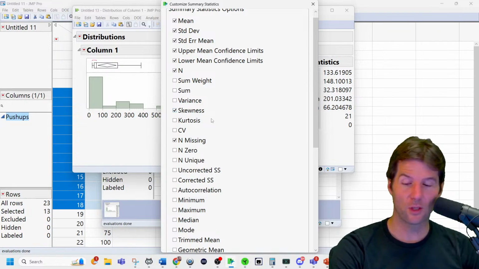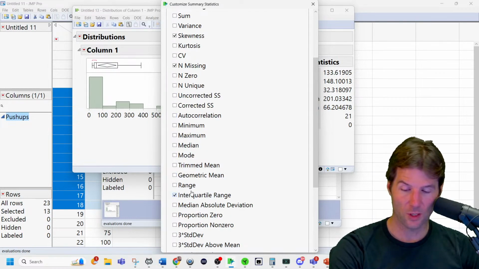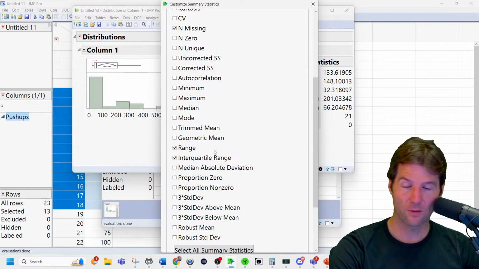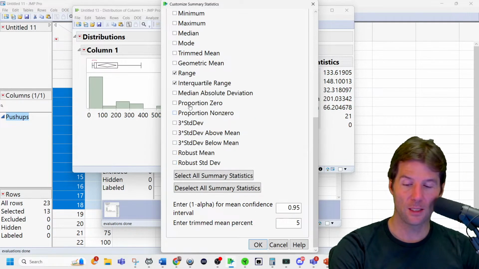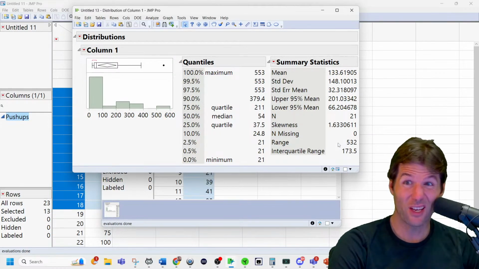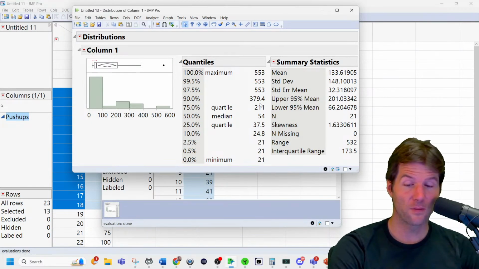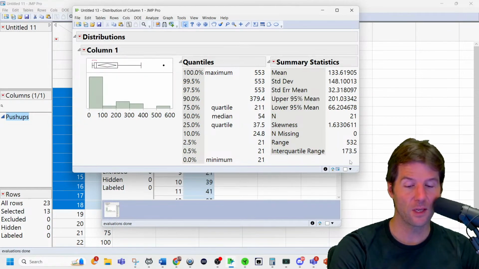We'll see right skewed to the positive side. We're going to add in the IQR, the interquartile range, and the range. We've clicked skewness to see positive right skew, range, and IQR, interquartile range, and we click OK. And this pretty much has all the answers for us, like the mean, the standard deviation, the median, the IQR. The IQR is actually calculated right there, which is going to be 211 minus 37.5, and the range.